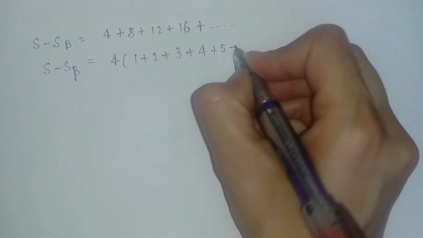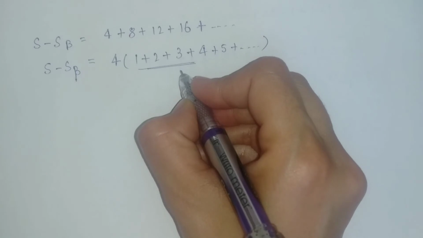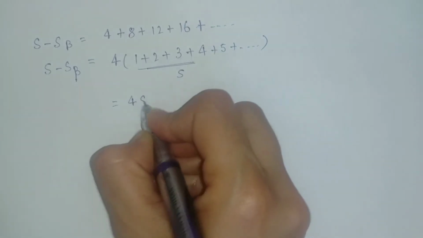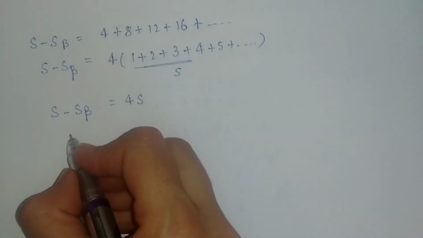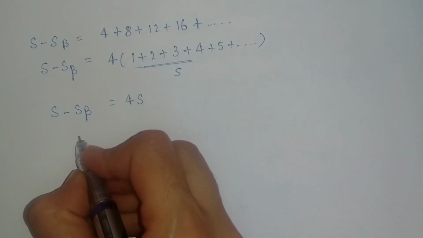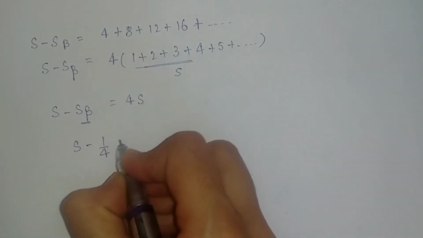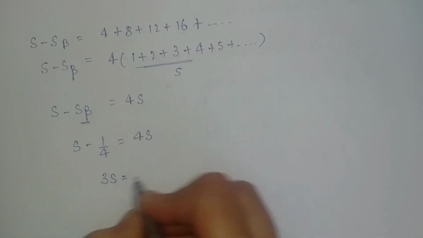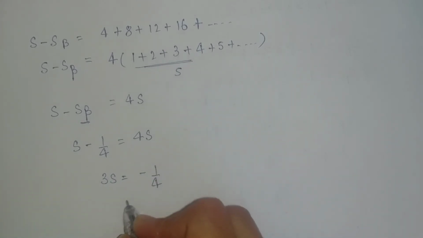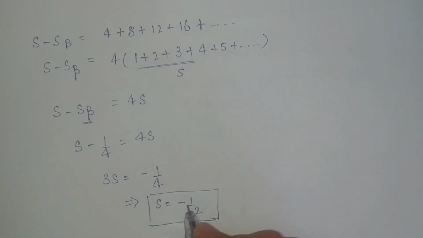So can you identify this? This is nothing but the series we started with, meaning S. So it's actually a very controversial thing that if I'm subtracting something from the series, I'm getting 4 times bigger. So S minus S beta is 4S, and putting the value of S beta, that is 1/4, and solving the whole thing, I will get 3S equals minus 1/4 and S is equal to minus 1/12.